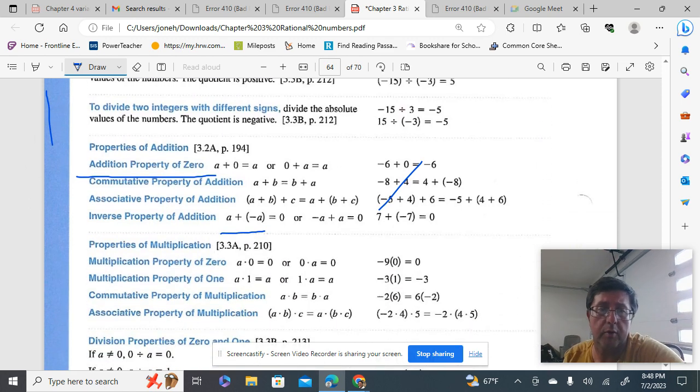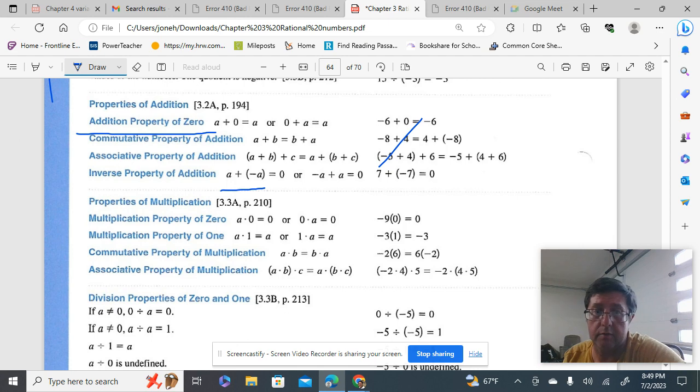Okay, now we're going to go over properties of addition. You have the addition property of 0. If you add 0 to a number, it will be whatever number you're adding 0 to. So if I have $5 and I add 0 more dollars to it, I will still have $5. Now, the commutative property says if I have a number a plus b, it's going to equal the same as b plus a.